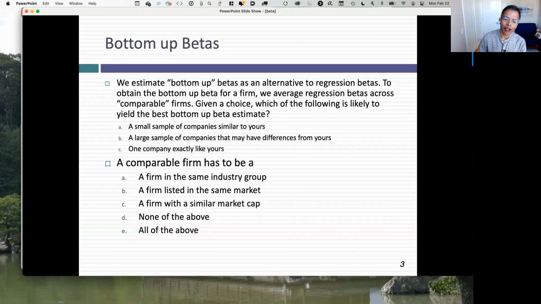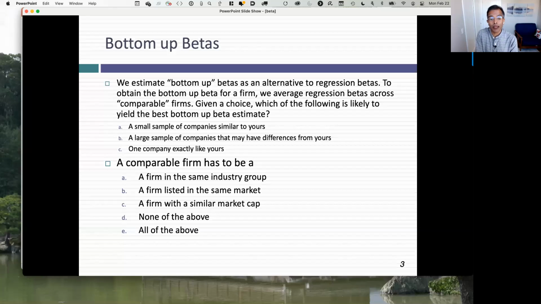So let's say you decide to go down that route, as I'll push you down, and you're trying to figure out what companies to use. And I'll give you a choice. You can use a small sample of companies just like yours, or a larger sample of companies that may have differences from yours. Which would you rather have to get that average beta? A small group, let's say 3 or 4 or 5 companies just like yours, or 30 companies which are in the same business but have differences from yours. I mean, it's a choice you're going to have to make, right?